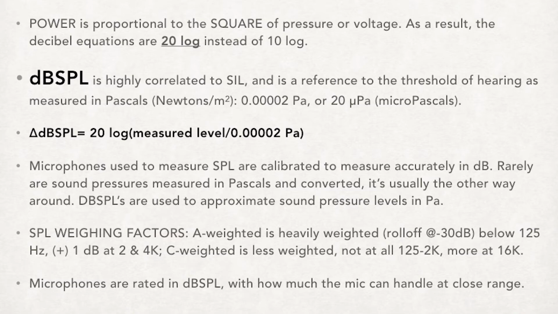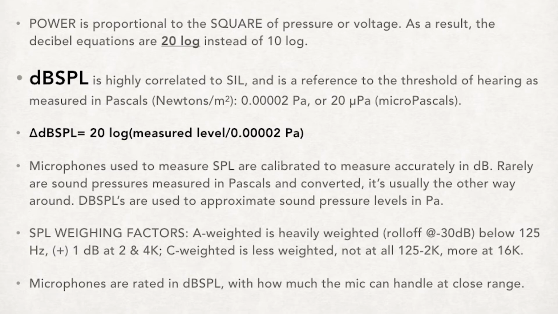And what is a pascal? Pascal is a Newton per meter squared. It's a unit of work. So the sound pressure is actually newtons per meter squared or pascals. The threshold of hearing that we have for that is 20 micropascals. So it's going to be 20 times the logarithm of our measured level versus 0.00002 pascals.